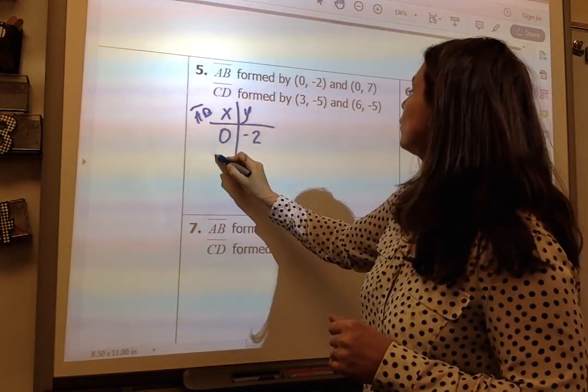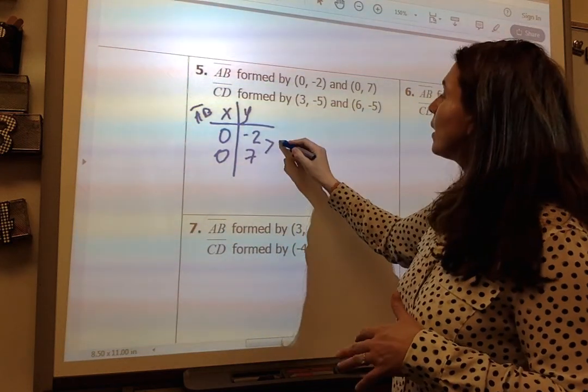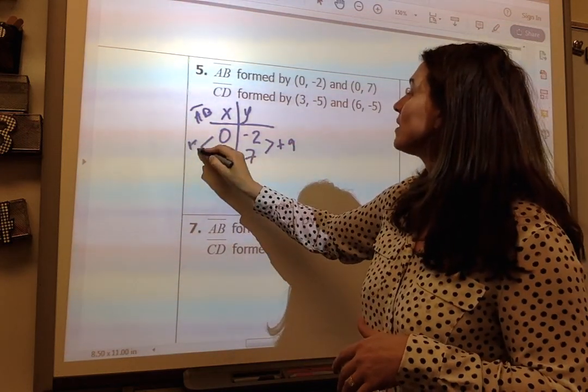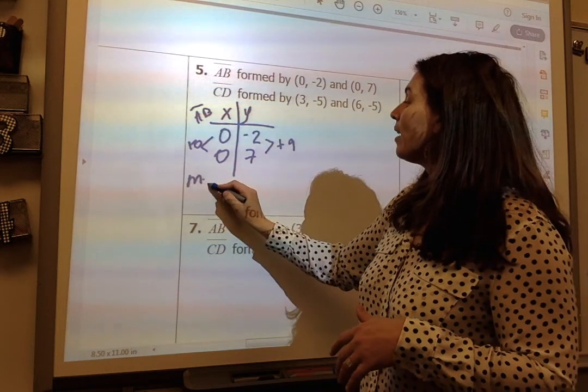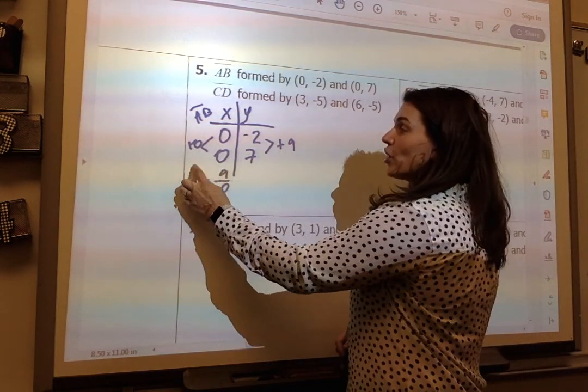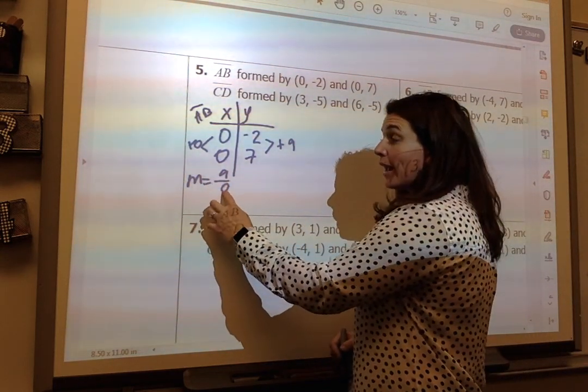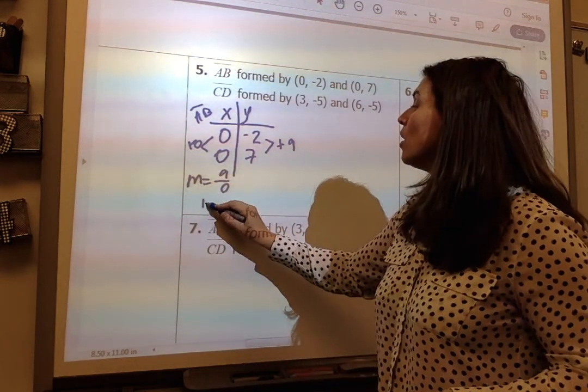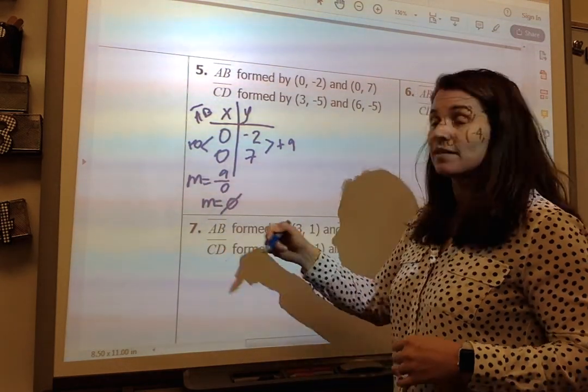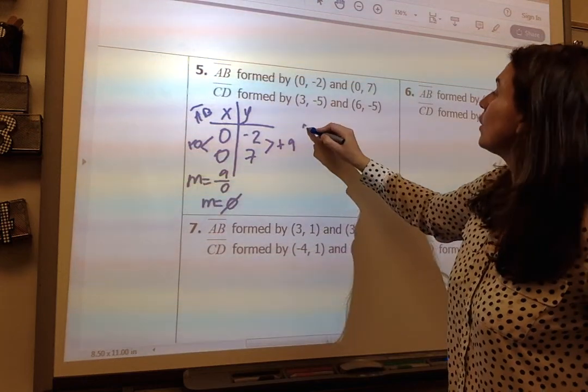So 0, -2, 0, and 7. So here I'm going to go up 9. Here is 0. Change in y over change in x, which is 0, you cannot divide by 0. So this slope is undefined. That slope's undefined. Let's take a look at CD.